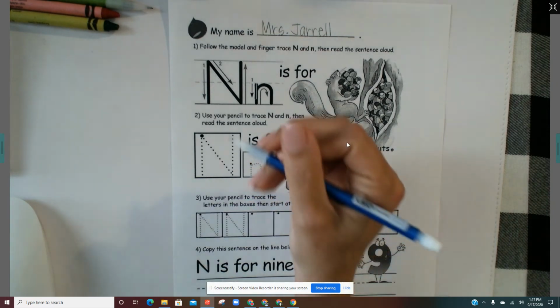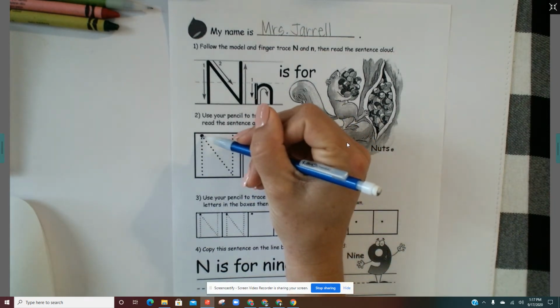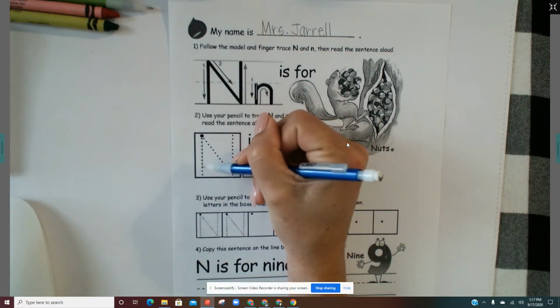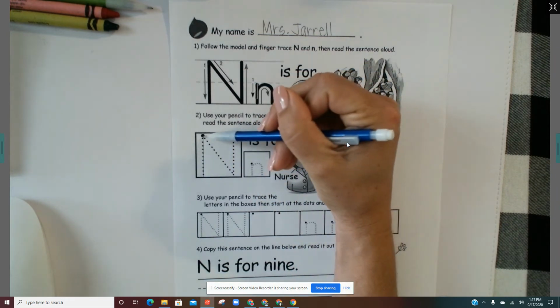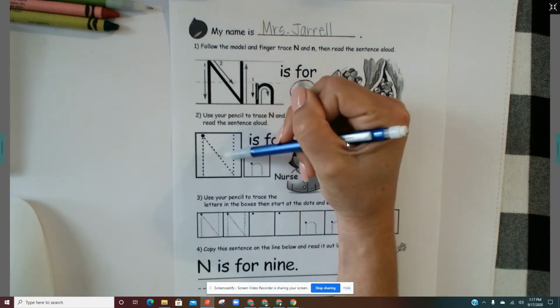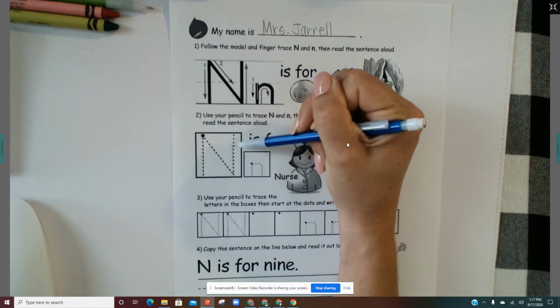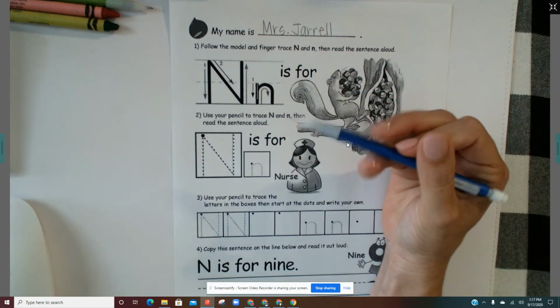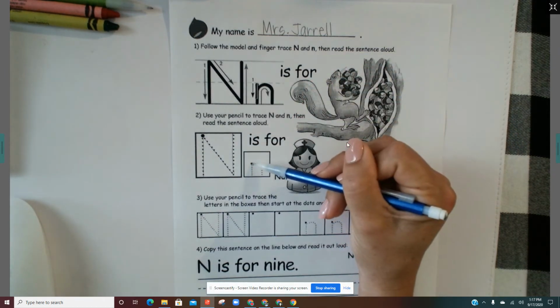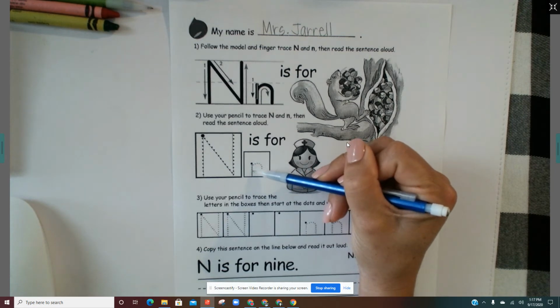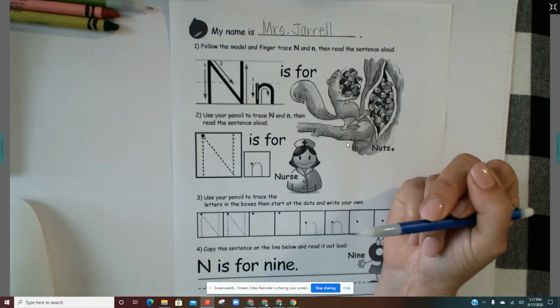So now we get to trace. We're going to start on the dot, straight line down, back to the top, diagonal line down, and straight back up. Lowercase n, start at the dot, straight line down, back up with the bump.